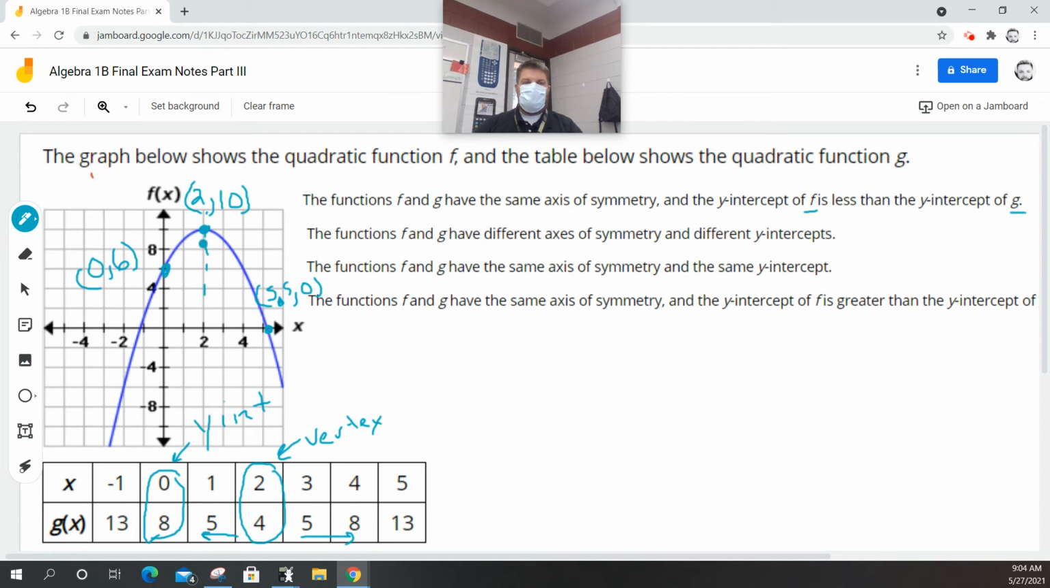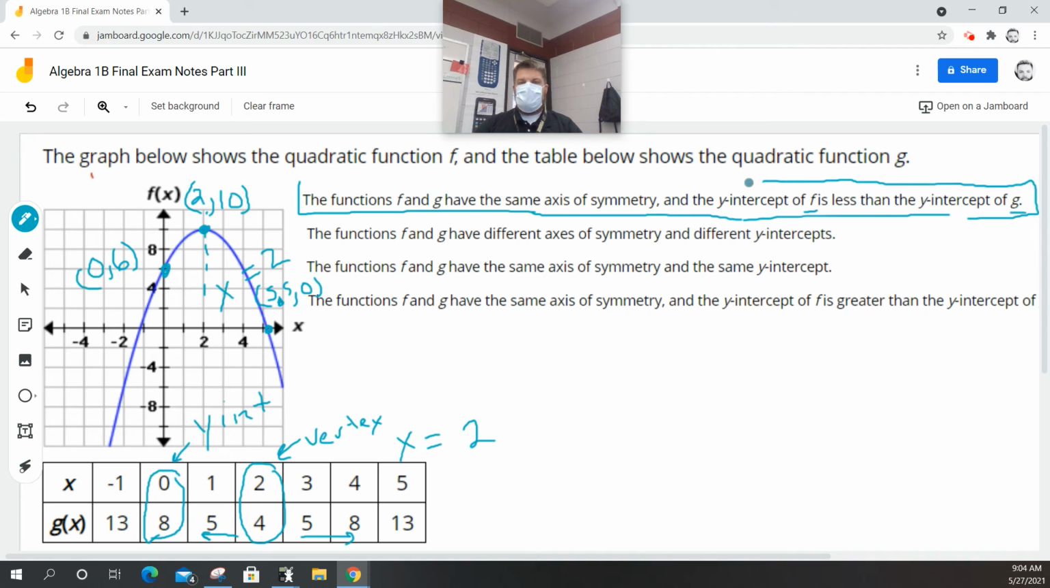So the axis of symmetry on the graph would be x equals 2. The x value here, the axis of symmetry would also be x equals 2, because that's where the vertex occurs. So this is the answer. Oh, we got lucky. We don't have to go through the rest of them.